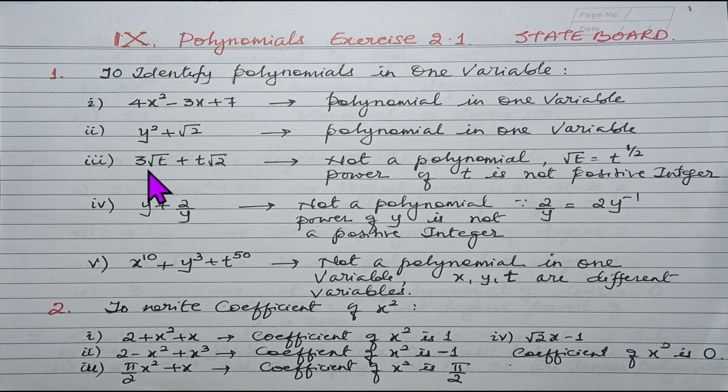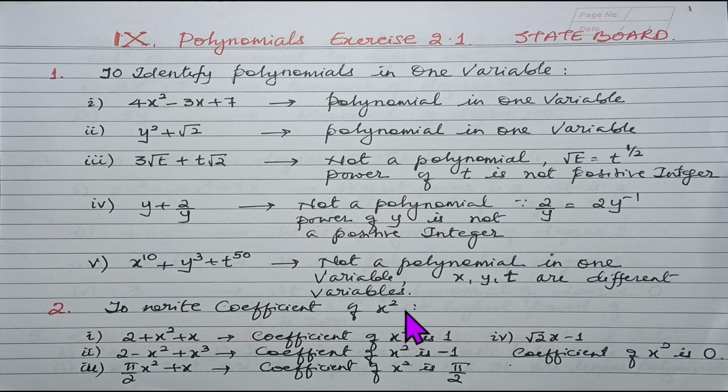The third example, 3 root t plus t root 2, is not a polynomial because root t is t raised to half, which is not a whole number or a positive integer, therefore it is not a polynomial. Now y plus 2 by y. 2 by y is y raised to minus 1. That means it is y plus 2 into y raised to minus 1. It is not a polynomial because the power is a negative integer. Now x raised to 10 plus y raised to 3 plus t raised to 50 is a polynomial, alright, but not in one variable. There are multiple variables x, y and t. So that is how we identify the polynomials in one variable.